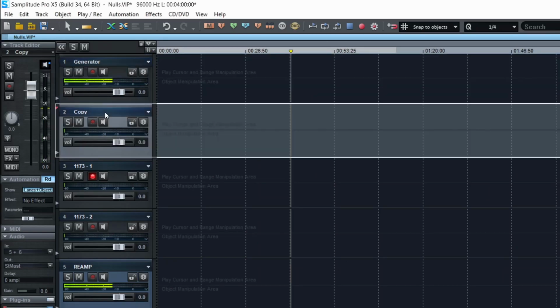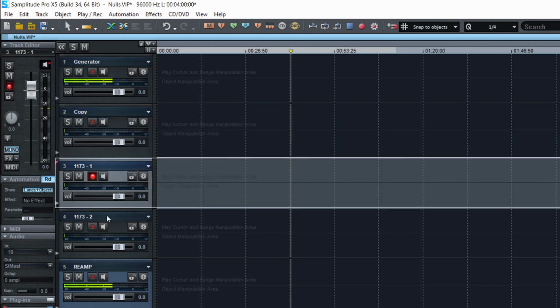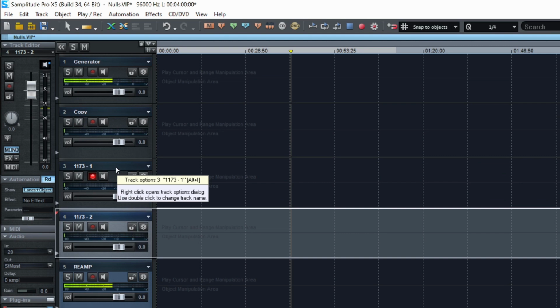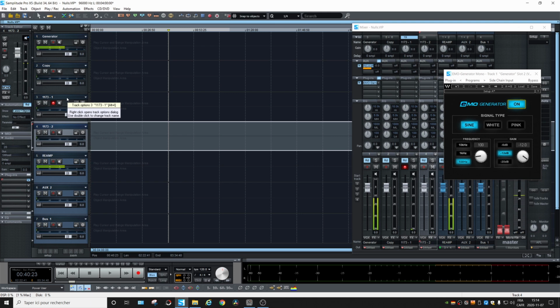On the project, I also created a copy track. So what I'm going to do is record something, make a copy, and put it there. After that, we have two tracks that come back from two UK Sound 1173s. So we will compare them both and see if they are identical or not.